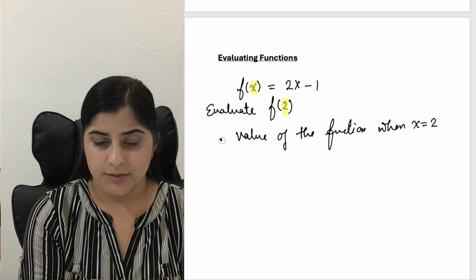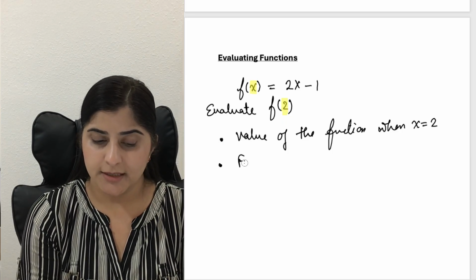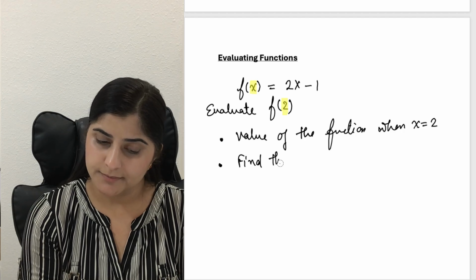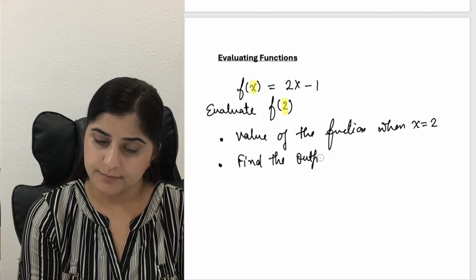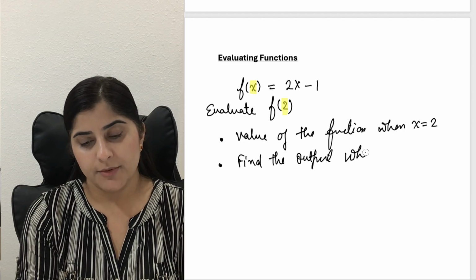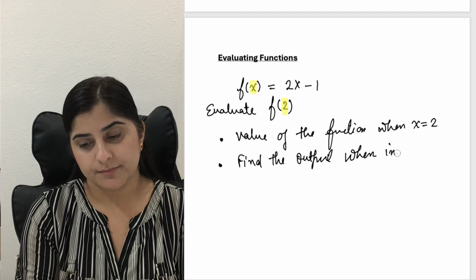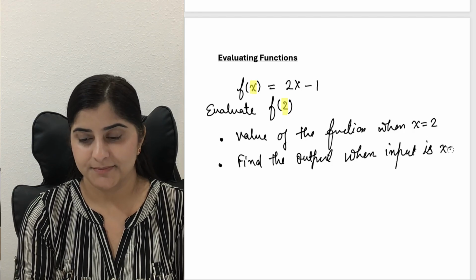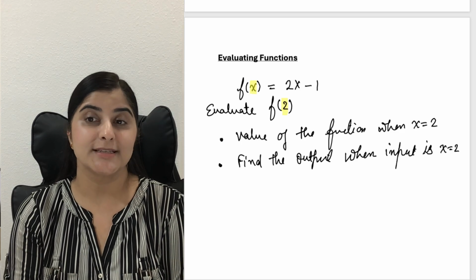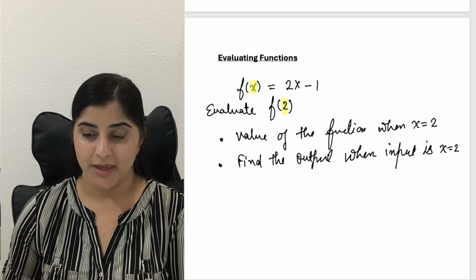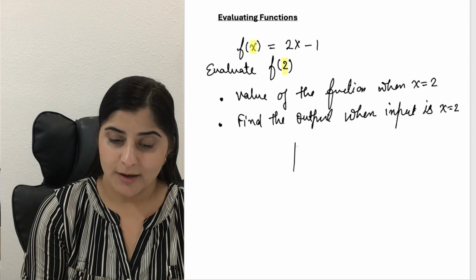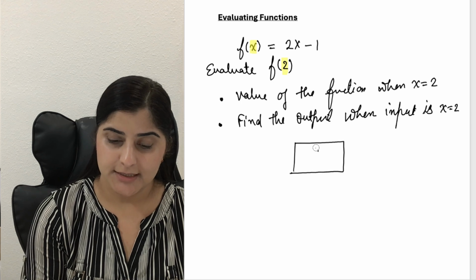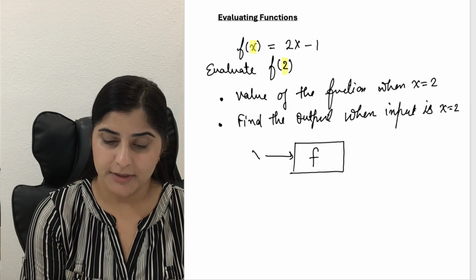In other words, we are asked to find the output when the input is 2. The x value is 2. What is the corresponding y value? So this is how this machine is defined. This is a function f. We input x in this function.